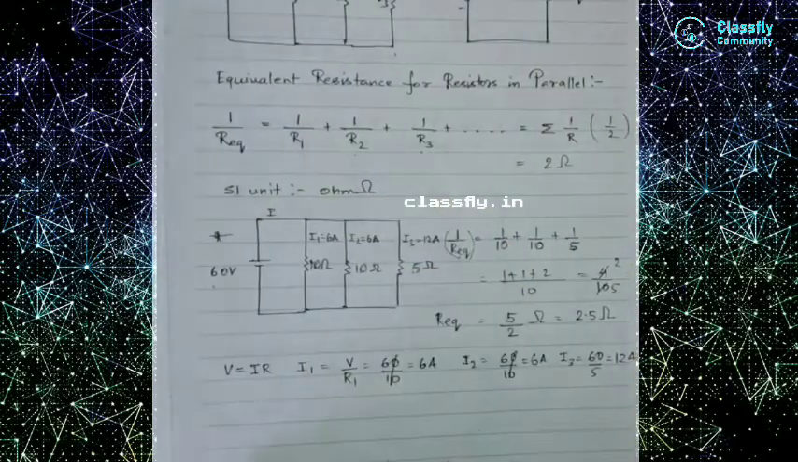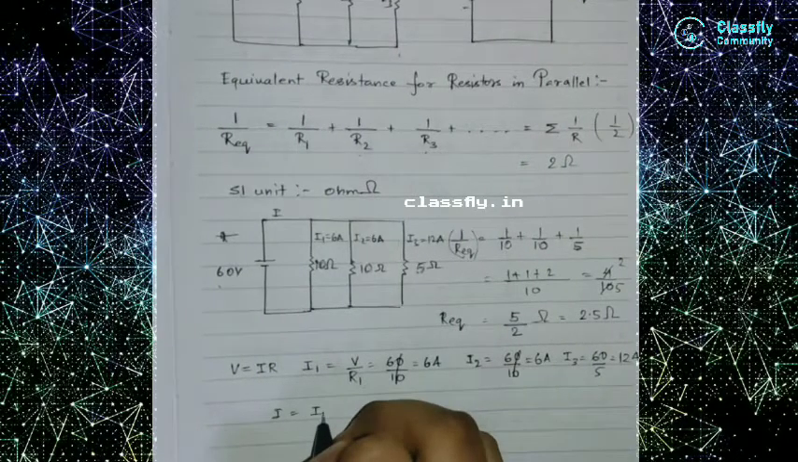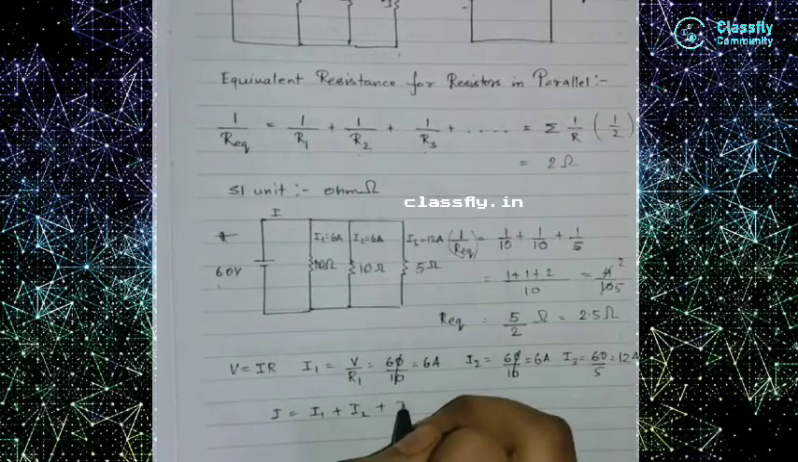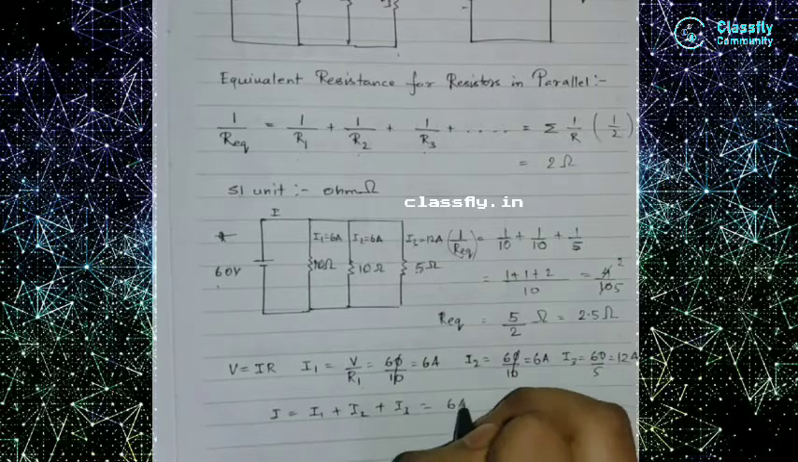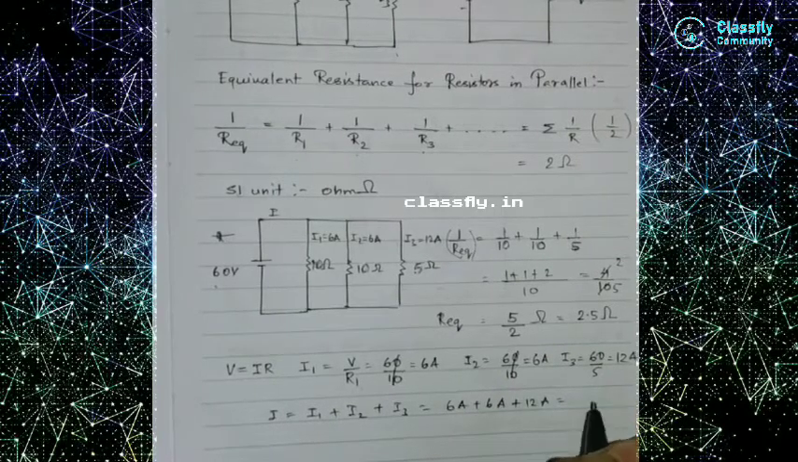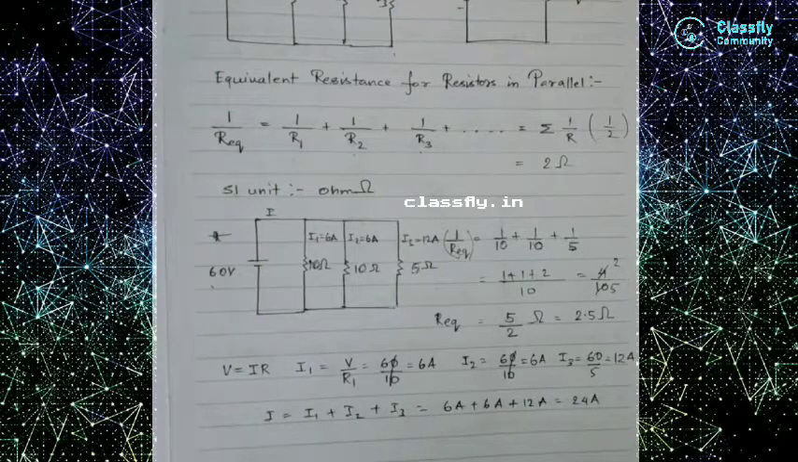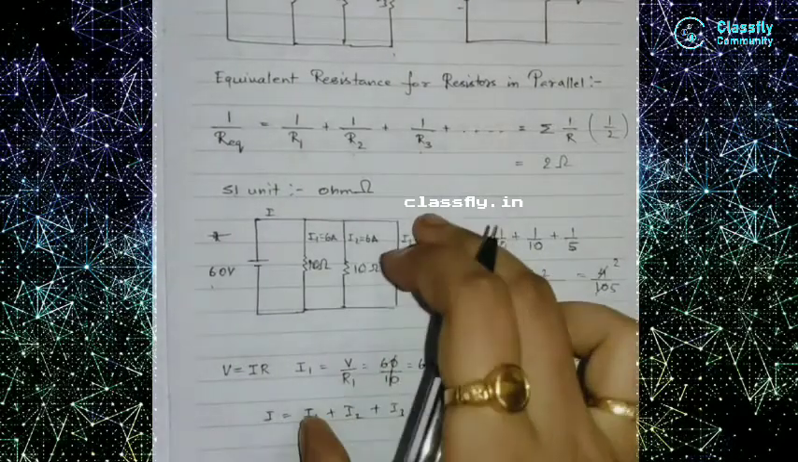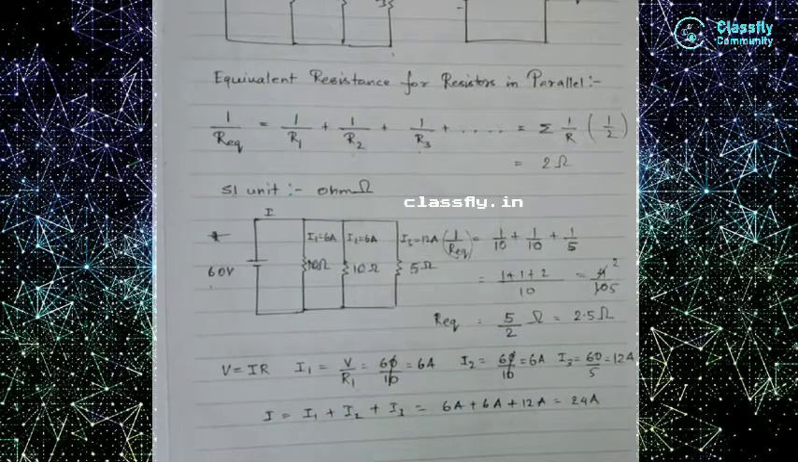So what is that I? I is I1 plus I2 plus I3. That means 6 ampere plus 6 ampere plus 12 ampere will give you 24 ampere, right? So like this you will solve your parallel circuit.